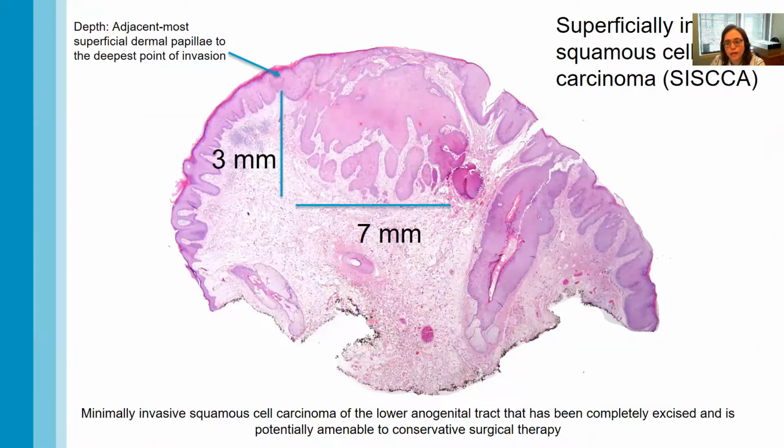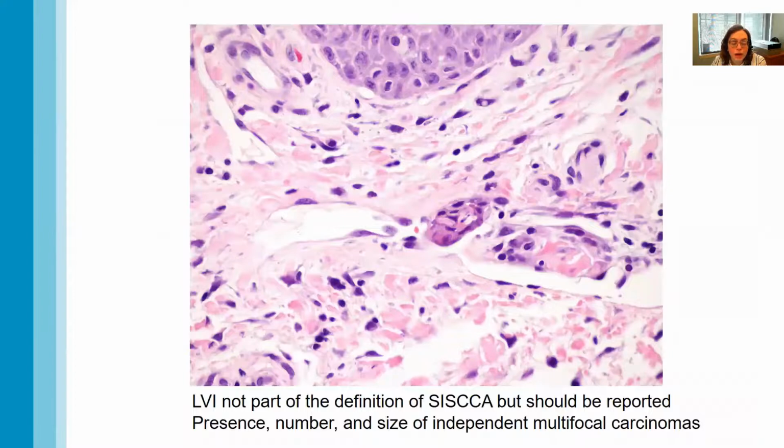Now, the last guidelines recommended the term superficially invasive squamous cell carcinoma for minimally invasive squamous cell cancers of the lower anogenital tract that have been completely excised and that are potentially amenable to conservative surgical therapy. This refers to a carcinoma that has an invasive depth of a maximum of 3 millimeters as measured from the adjacent most superficial dermal papilla to the deepest point of invasion, and also that has a maximum horizontal spread of 7 millimeters, and that has been completely excised. So the margins need to be negative. Now, LVI is not part of the definition of SISCCA, but should be reported, as should be the presence, number, and size of independent multifocal carcinomas in the specimen.